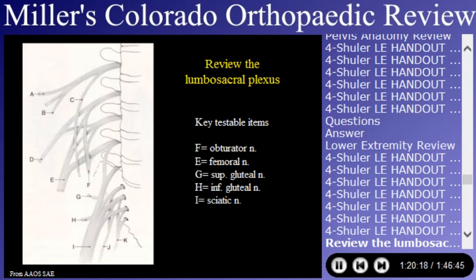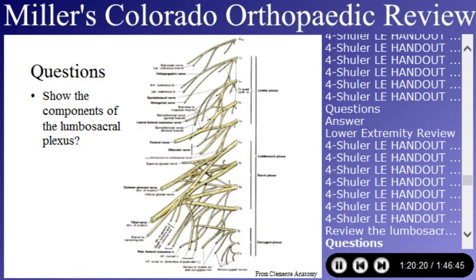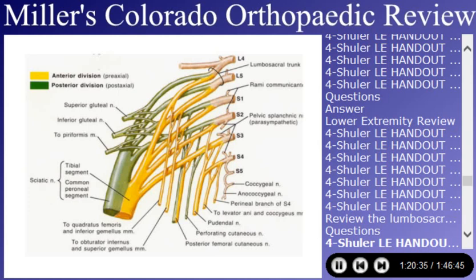Showed the components of lumbar sacral plexus. This is a busy diagram, but from Clemente Anatomy. We won't go over that right now. Do not forget now, this part of the sacral plexus, going down further, is that the sciatic nerve has both a tibial and a common peroneal segment. It is very important to know the orientation of that segment.